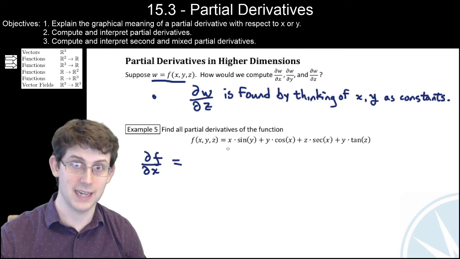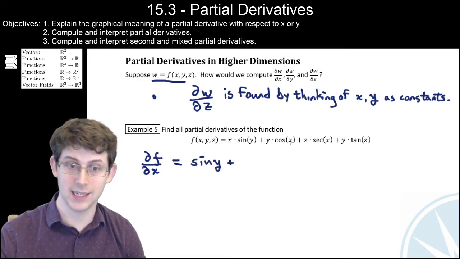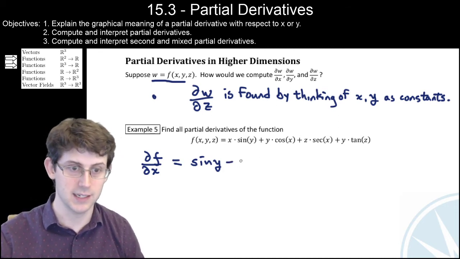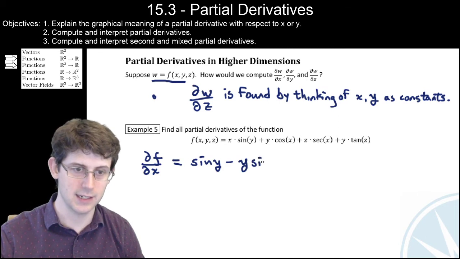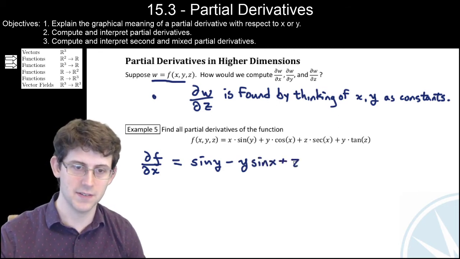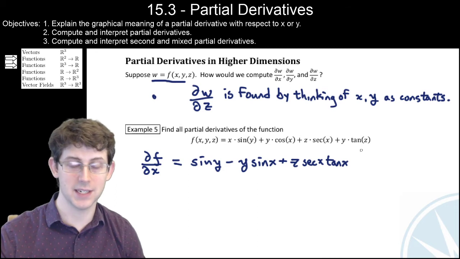So the derivative of x sine y is sine y. The derivative of y cosine x, well, this is a constant times cosine x, so I get minus y sine x. Here's a constant times secant x, so I need the derivative of secant x. And at the end here, I've got a bunch of constants. Don't care, their derivative is 0.